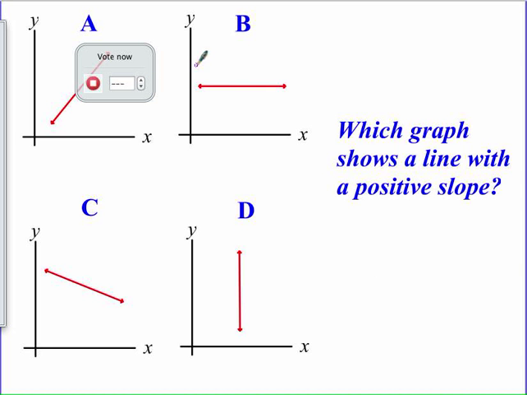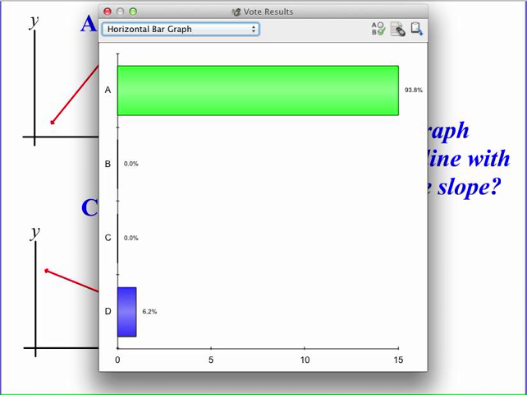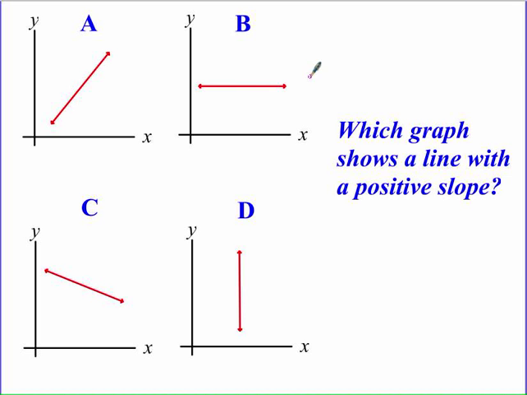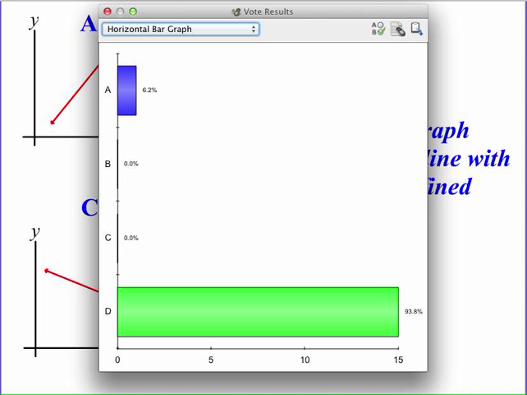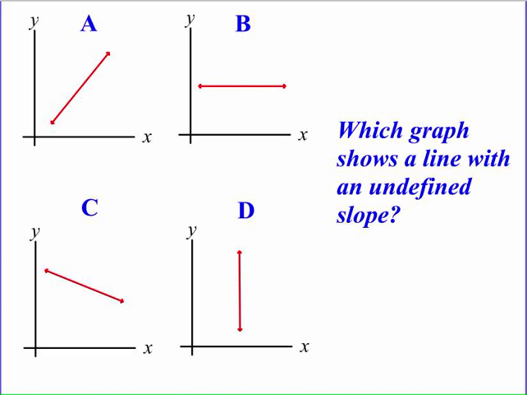Okay, which graph shows a line with a positive slope? Okay, positive slope. Positive slope goes up. So, okay, and then last but not least, which graph shows a line with an undefined slope? Okay, undefined slope is letter D. Okay, so let's go ahead and look at the next one.